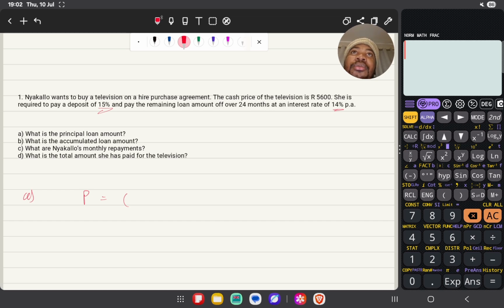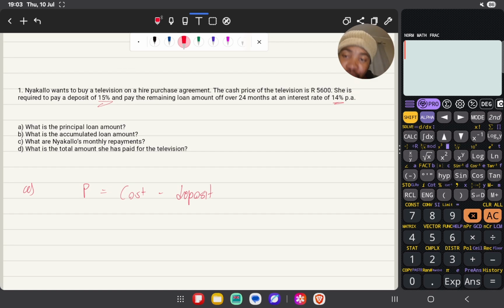Okay, beautiful work. So it's the cash price or the cost price, minus the deposit. This is the formula we use to calculate the principal amount. And remember, if there is no deposit or they didn't say anything about a deposit, that means the deposit required is 0, so there is nothing. That means your principal amount will be your cost. There are examples that I have that are just like that, so that will be sorted.